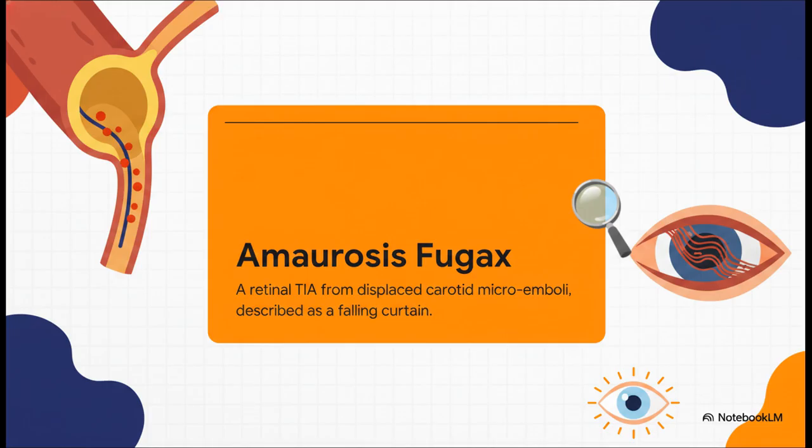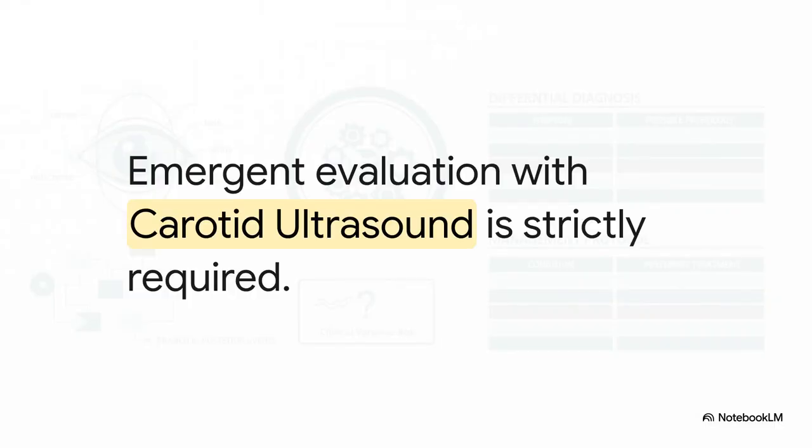Patients will classically describe this event as a curtain falling down over their visual field. But once the atheroembolic clot breaks up and disperses, blood flow is completely restored, lifting that visual curtain. Which brings us to a strict diagnostic mandate. Because the direct source of this embolus is the neck, identifying the atherosclerotic plaque burden at the carotid bifurcation immediately is absolutely critical. This transient event is an absolute warning sign for an impending massive cerebral stroke. Emergent evaluation with a carotid duplex ultrasound is strictly required.